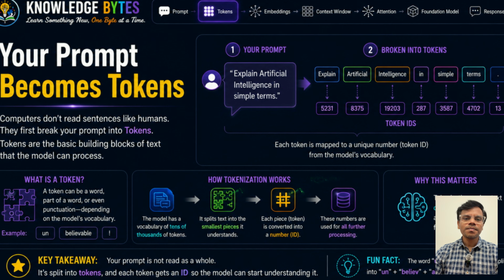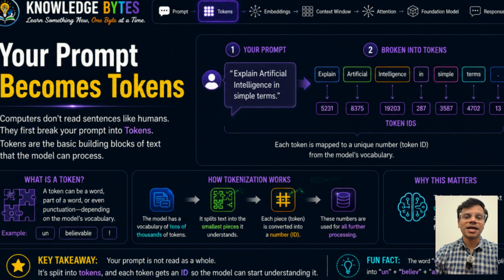Let's begin. Everything starts with your prompt. Imagine you ask ChatGPT, explain artificial intelligence in simple terms. To us, it's just a sentence, but to AI, it's not. Just like we learned in our tokenization episode, the model first breaks your sentence into smaller pieces called tokens. A token can be a whole word or part of a word, or a number or a punctuation. Why? Because AI doesn't process a complete sentence, it processes tokens. That's why we learned it in the tokenization episode.